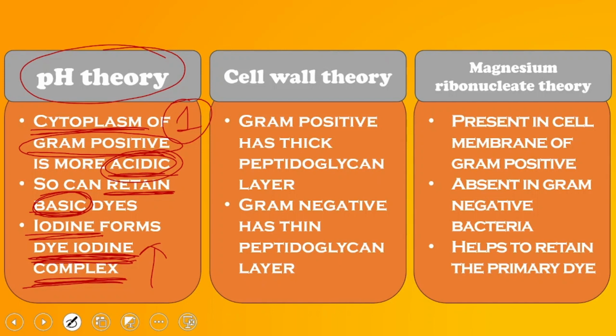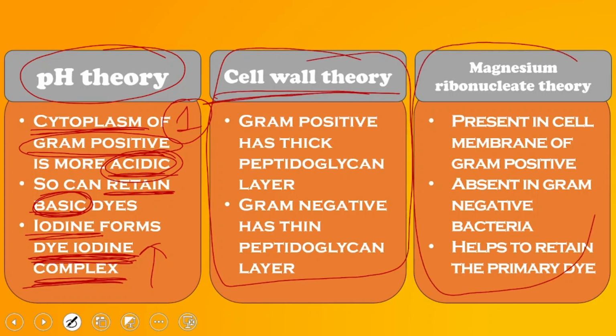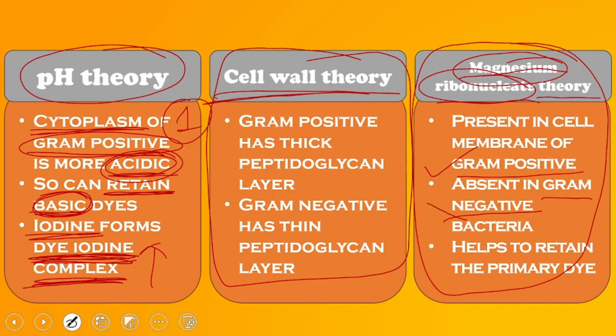Let's shift towards the next important one, that is called as the cell wall theory. Before going to the cell wall, I just wanted to put some light on the magnesium ribonucleate first. Magnesium ribonucleate theory is nothing but, ये theory ऐसी बोलती है, this particular moiety, this magnesium ribonucleate moiety, is present in gram positive organisms में present होती है, and gram negative organisms में absent होती है. And if it is present in the gram positive, it is going to help retain the primary dye. Okay, it helps in the retention of the primary dye. That's it, the magnesium ribonucleate theory ends. One thing to just highlight over here, it is present in the cell membrane.